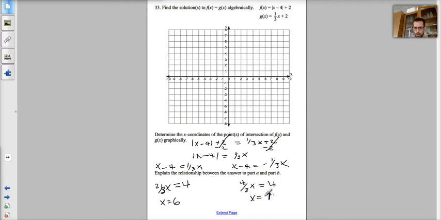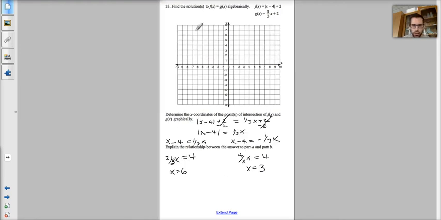X equals 4. Is that right? No, x equals 3. 4 times 3 is 12, divided by 4 is 3. Okay. So x equals 6 and x equals 3. Then determine it graphically.